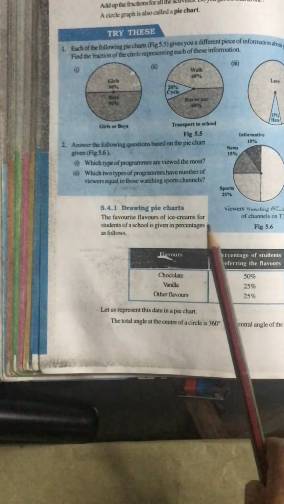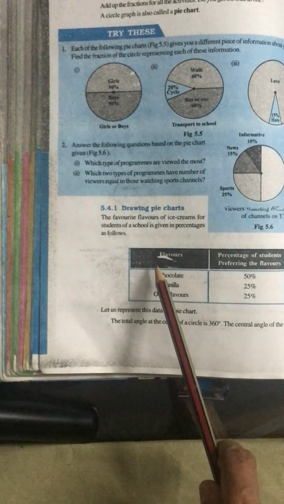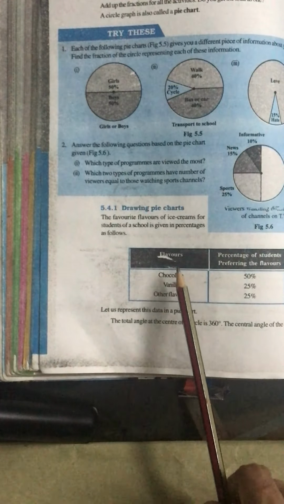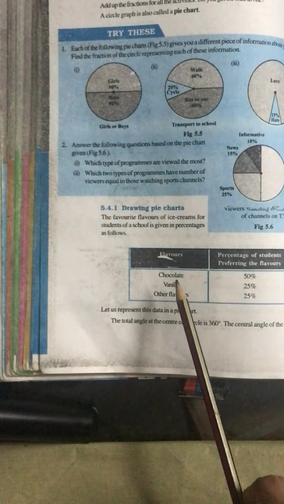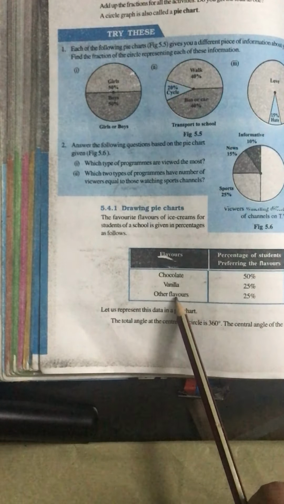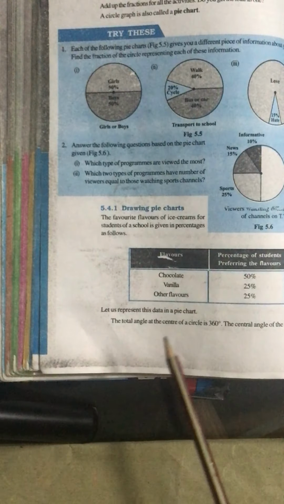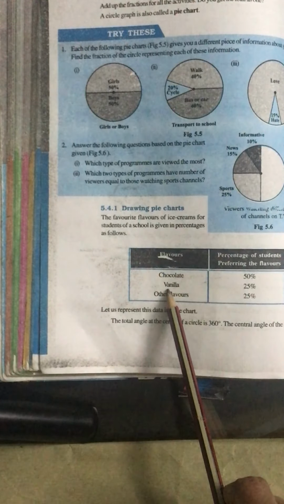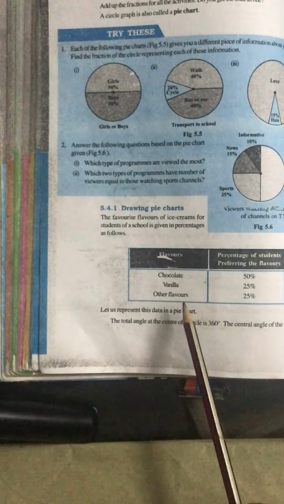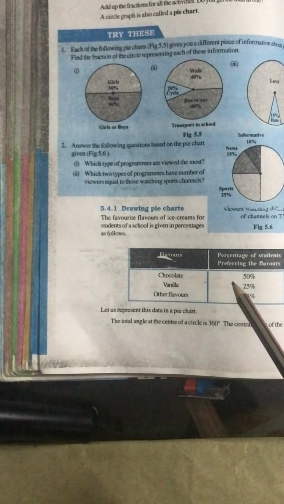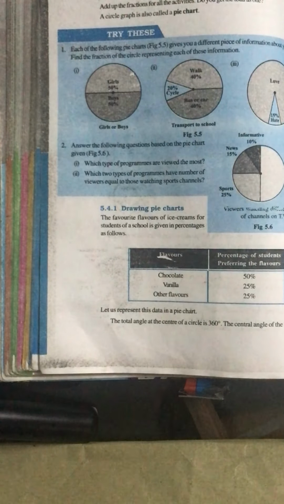Here a table is given with favorite flavors of some students. Three types of flavors are there: one is chocolate, then vanilla, then other flavors. How much percentage of students like chocolate? 50% of the students like chocolate, 25% prefer vanilla, and the other 25% prefer other different flavors. So for this given data we want to draw the pie chart.